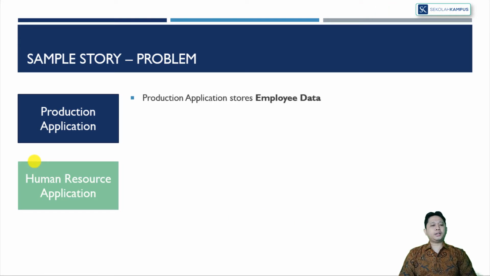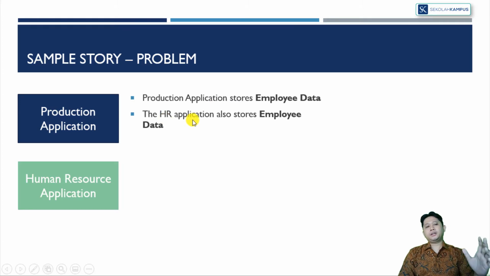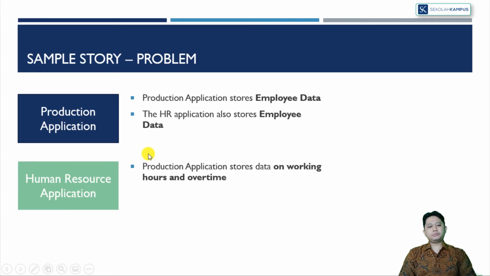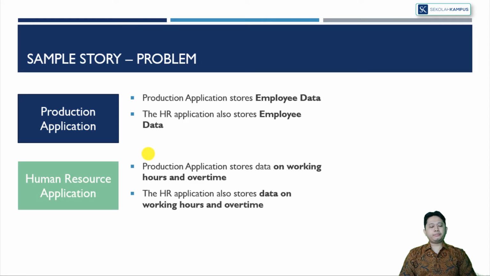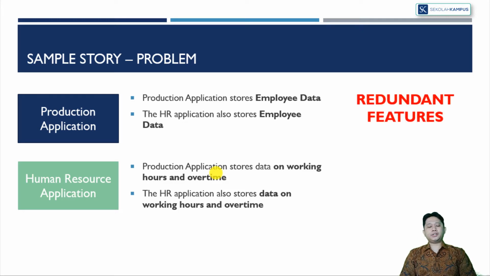Now we can also see that there are two employee data stores, in the production application and in the HR application. I mention again that there are two employee data sets in two islands, island 1 and island 2. Also the working hours and overtime are stored in two applications, the production application and the HR application, in different places. We can call this redundant features or redundant data.